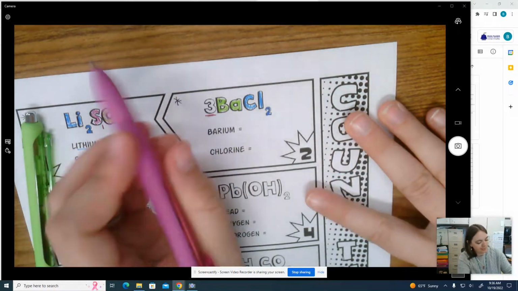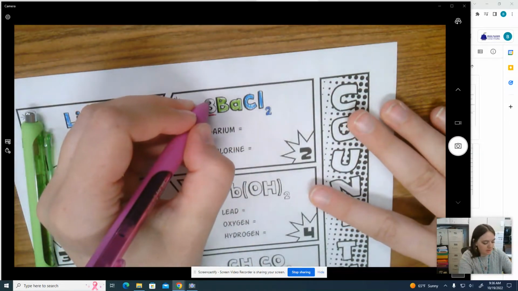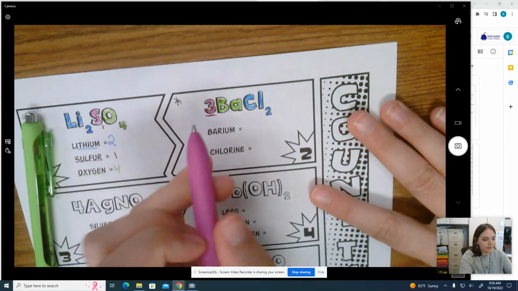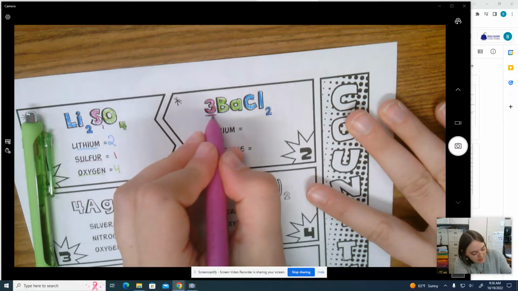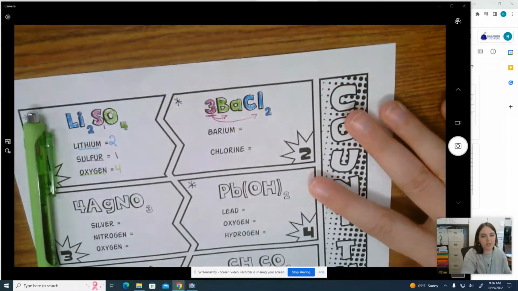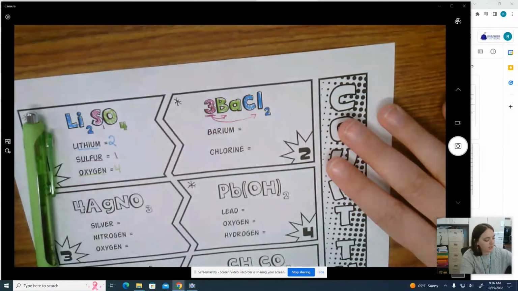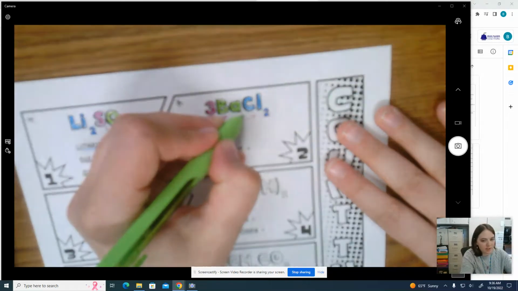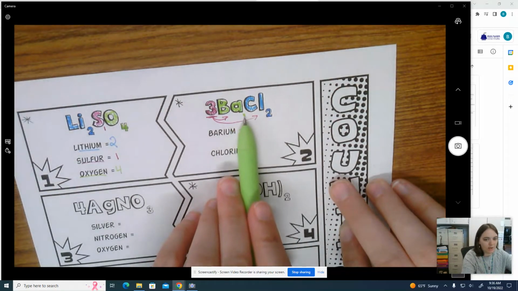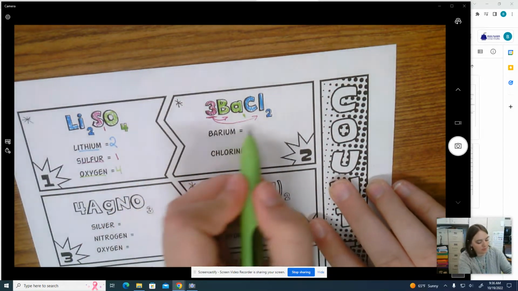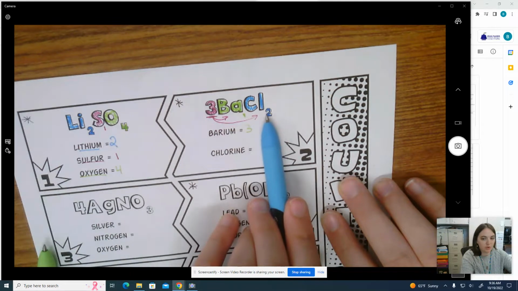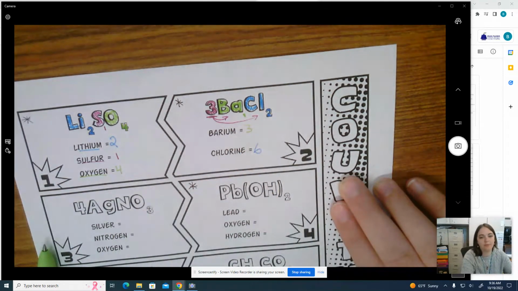The 3, when there's a big 3 in front, that means that we're going to multiply everything after the 3 by that 3. So what I mean is that there are 3 of those, and there are 3 of those. So because barium does not have any number after it, it's just automatically 1. So that means we have 1 times 3 is 3 for barium. And then we have 3 times 2, which is 6 for chlorine.